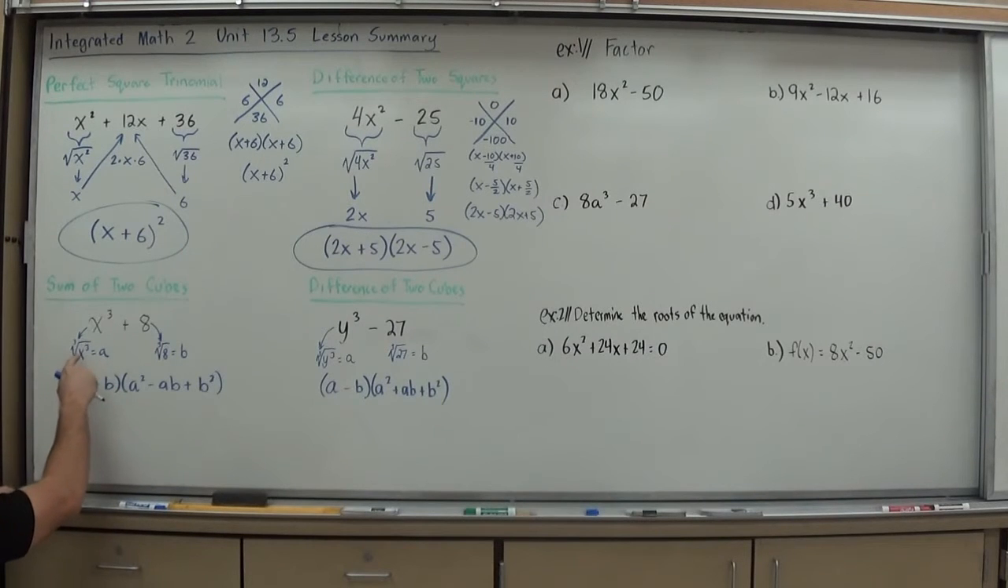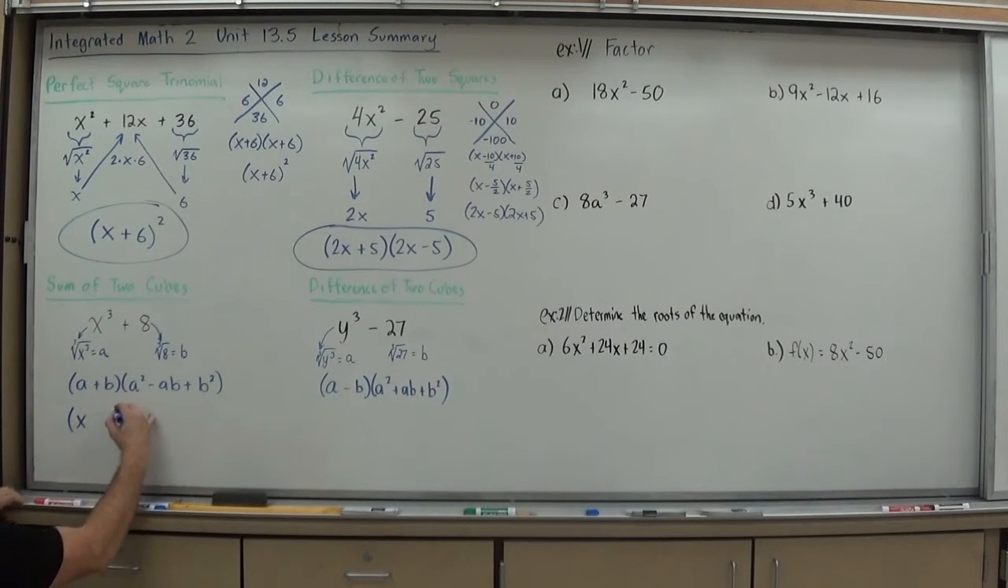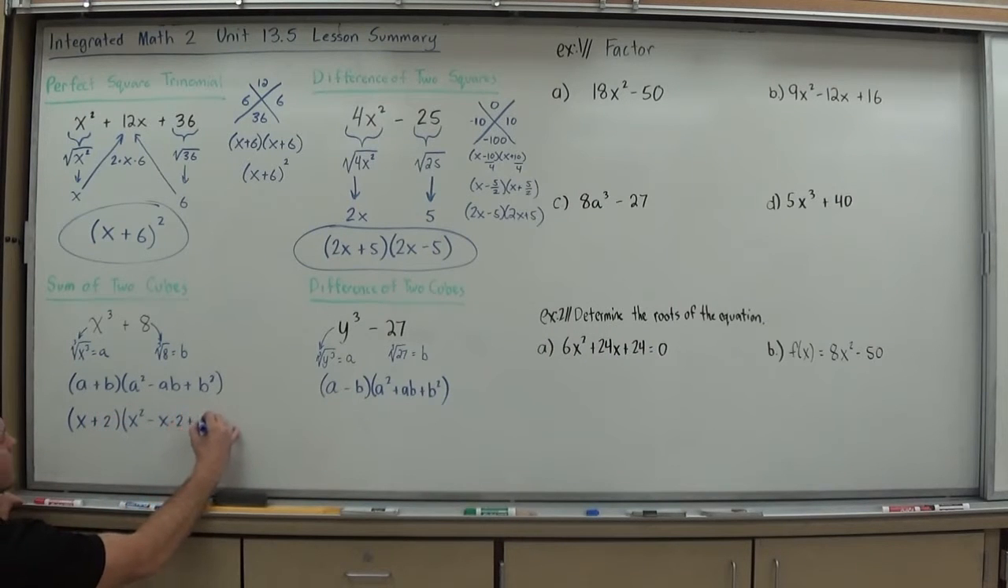So the cube root of x cubed is just x. So I'm going to replace all the a's in this with x. And that's the only ones that have an x. All the b's get replaced with the cube root of 8. Cube root of 8 means what number times itself 3 times equals 8? That's 2. 2 times 2 times 2 is 8. So all the b's get replaced with a 2. And then now once you've input all that, it's just a matter of cleaning it up. X plus 2 is as simplified as it's going to get.